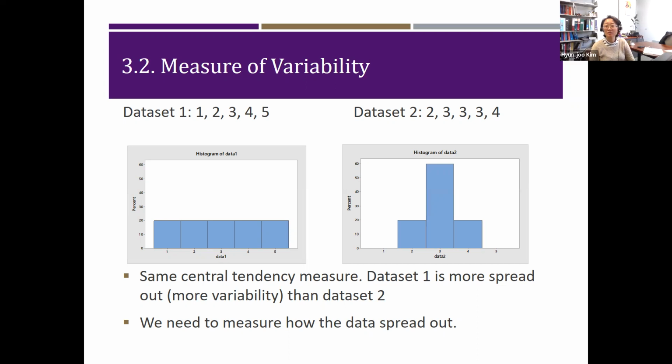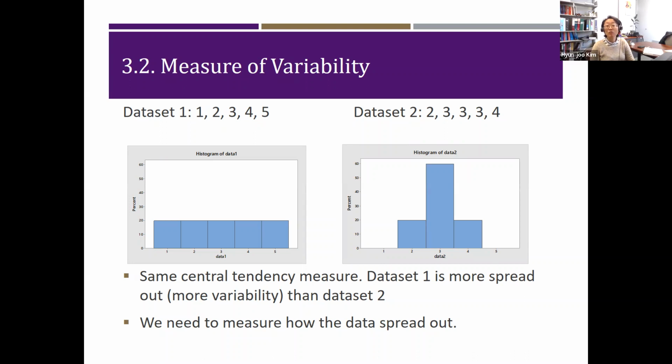But sometimes the center of the data set, the central tendency measure, is not enough to describe the data set fully. So for example, if you see the data set 1 and data set 2 here, the data set 1 has 1, 2, 3, 4, 5 as data points, and data set 2 has 2, 3, 3, 3, 4. So if you draw a histogram, you can kind of see how data set 1 and data set 2 would look.